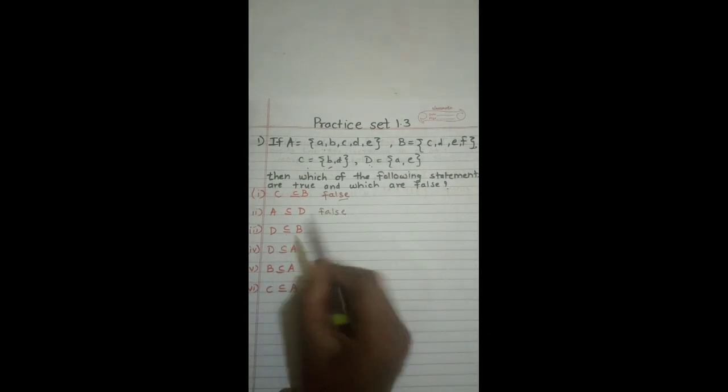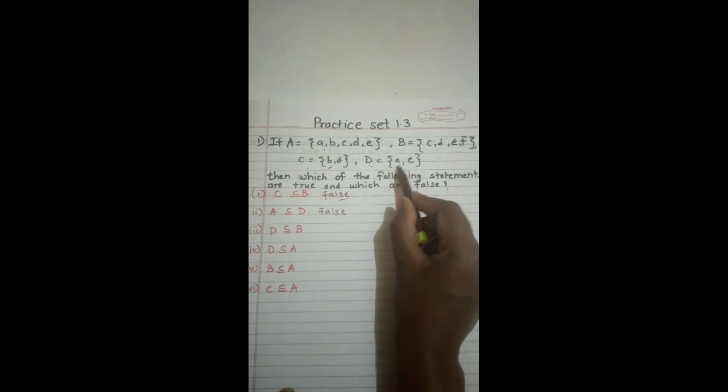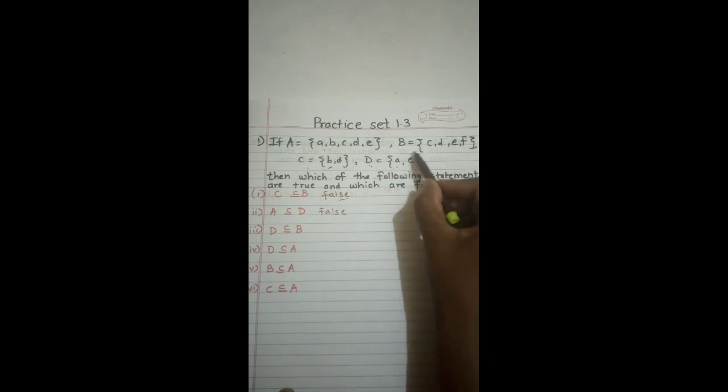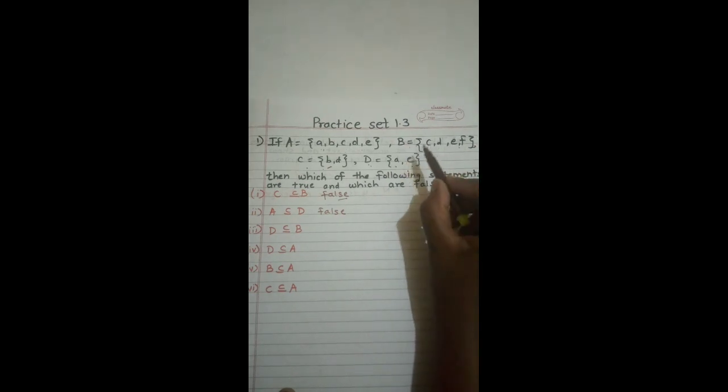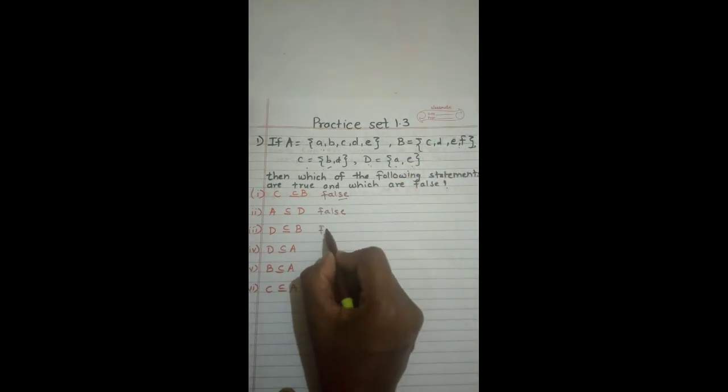D is a subset of B. Where is D? Here. A and E are elements. And B, C, D, E, F: are all elements of D, that is A and E, in B? But there is no A in set B. So this is also a false statement.